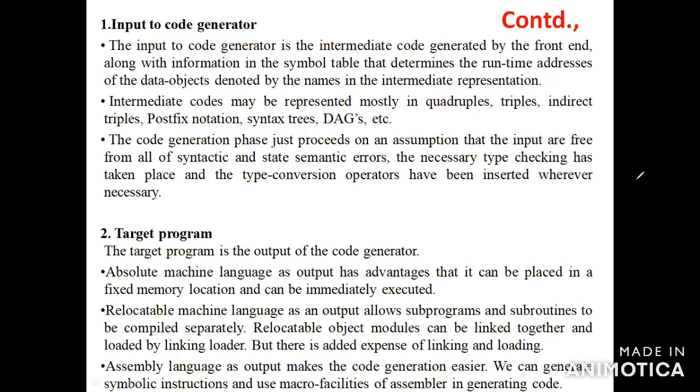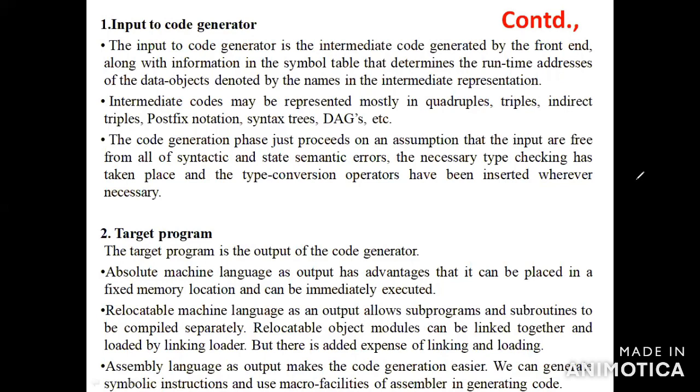So that is the input to the code generator. Along with the intermediate code, all the information is stored in the symbol table. This symbol table information is used to determine the runtime addresses of the data objects. The data objects are denoted by the names in the intermediate representation.